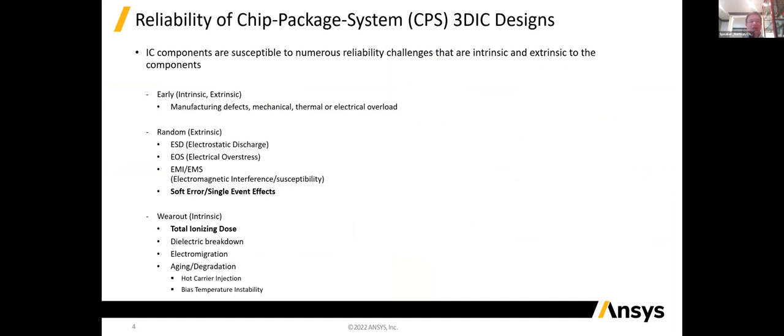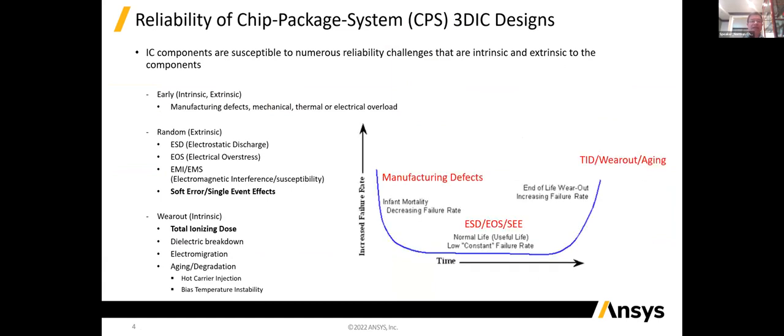So let's look at chip packaging system reliability from a perspective. In the manufacturing defects area, that comes from the process, but in the ESD, EOS, and SEE for the extrinsic random failures, non-contact system-level ESD becomes more and more important for the complicated systems that we are building. For electromagnetic interference, an EMS solution is also needed.